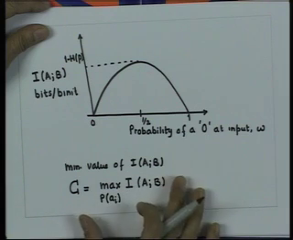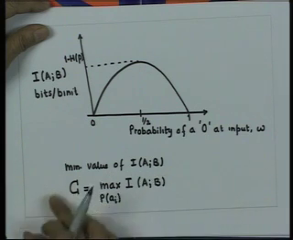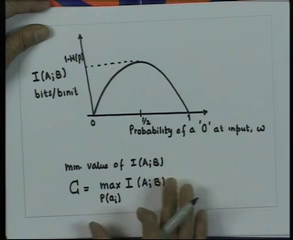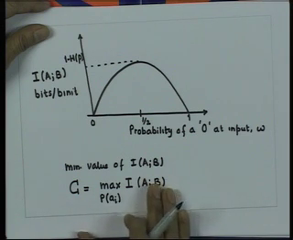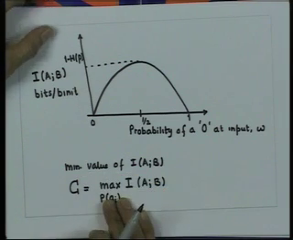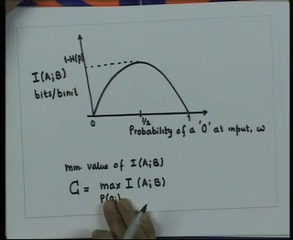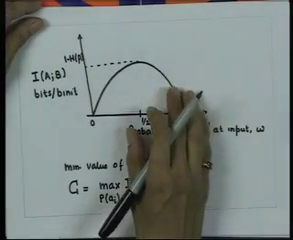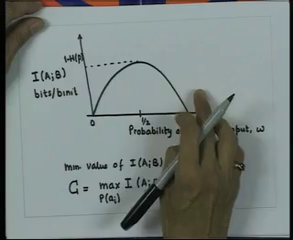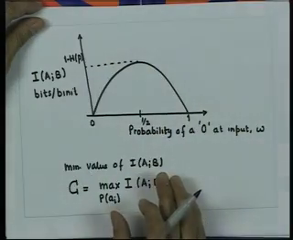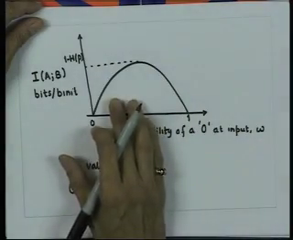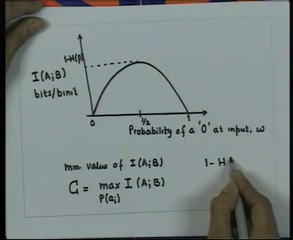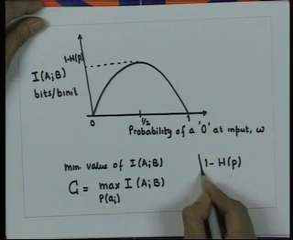It is also important to know that the capacity of an information channel is a function only of the conditional probabilities defining that channel. It does not depend upon the input probabilities, that is, on how we use the channel. Now, from this figure we see that the capacity of a binary symmetric channel with error probability p is equal to 1 minus H(p).